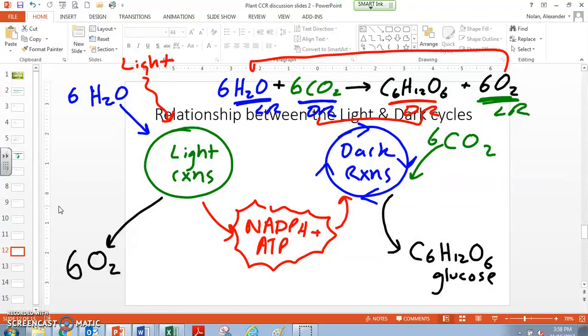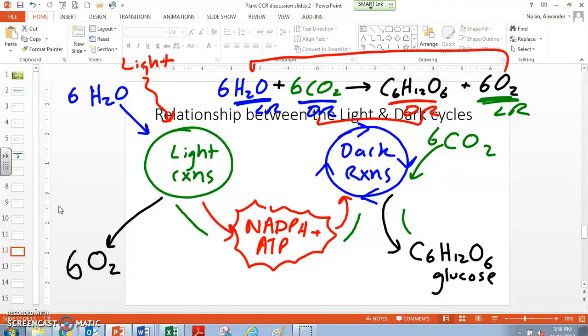So photosynthesis is not a one-step situation. We really have a lot of things going on here. We have our light reactions create that NADPH and ATP. That moves into the dark reactions, and then finally we produce sugar.